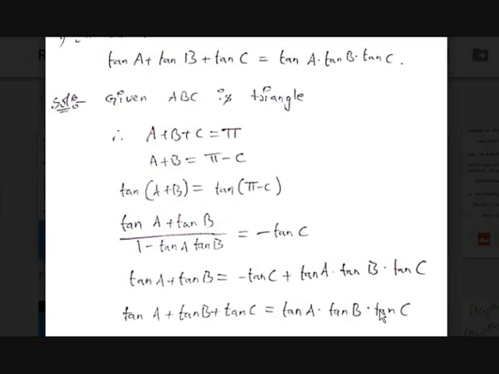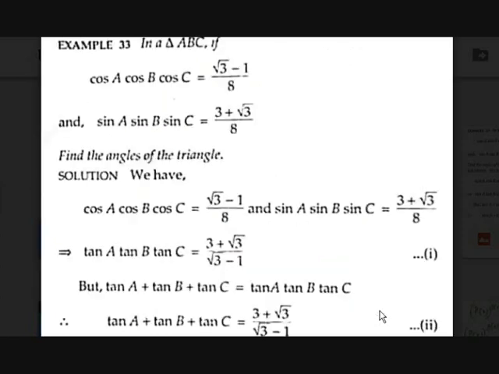Up to where we have discussed our previous problem, we found tan A, tan B, tan C, and tan A plus tan B plus tan C. They are (3 plus root 3) by (root 3 minus 1). Now, A plus B plus C is equal to pi, right? That means cos(A plus B plus C) is cos pi. Apply cos on both sides.